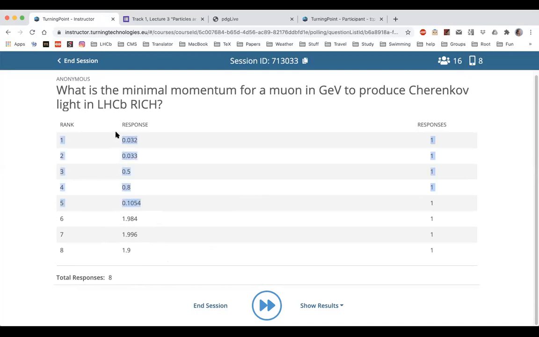And the previous ones, I'm not sure how they were obtained. But in principle, you just should take the mass of the muon, which is 100 MeV, and divide by square root of n squared minus 1. From there, you get the minimal momentum for a muon to produce Cherenkov light. So if you get a muon softer than 2 GeV, then it will not leave any signal in the LHCb RICH.